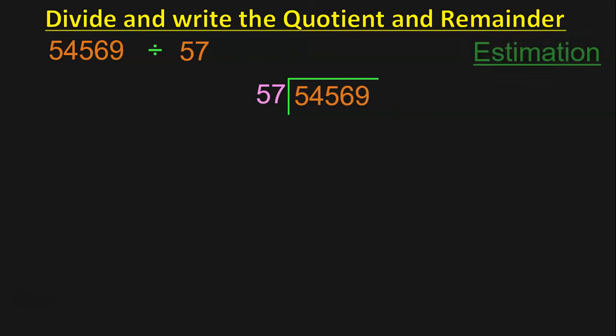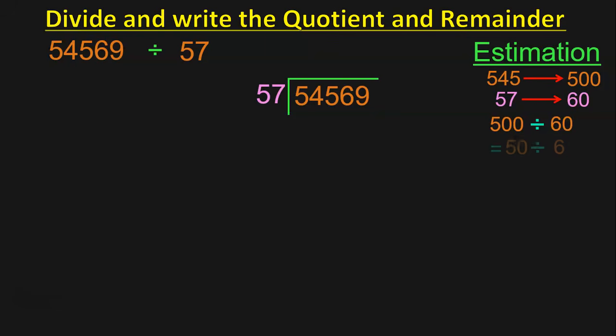So now we'll have to round off 545 to the nearest 100. It will be 500. Now the next step is to round off 57 to the nearest 10, and it will be 60. So we'll have to find out what is 500 divided by 60, which is nothing but 50 divided by 6. And you cannot directly divide 50 by 6, right?